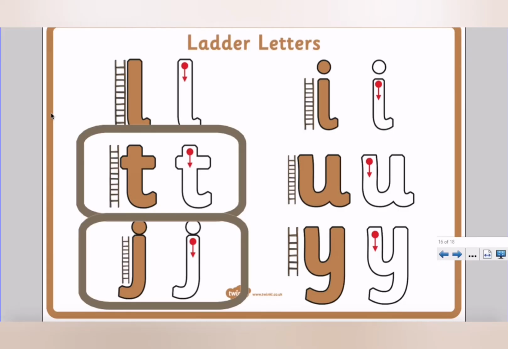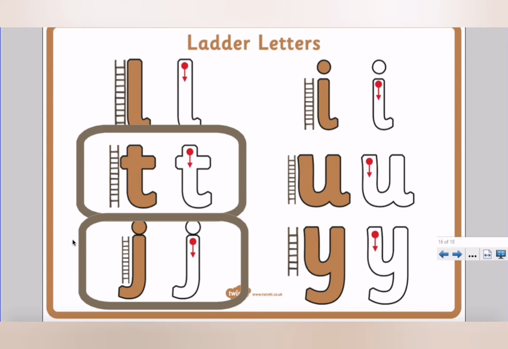Now that our fingers are all warmed up from that video, Mr. Catman, let's have a look at the two letters that we're going to be focused on today. Today's focus ladder letters are the letter T and J. The letter T is a little bit of an ascender, it goes slightly above the blue line, but J is a descender. Let's have a practice at these together.